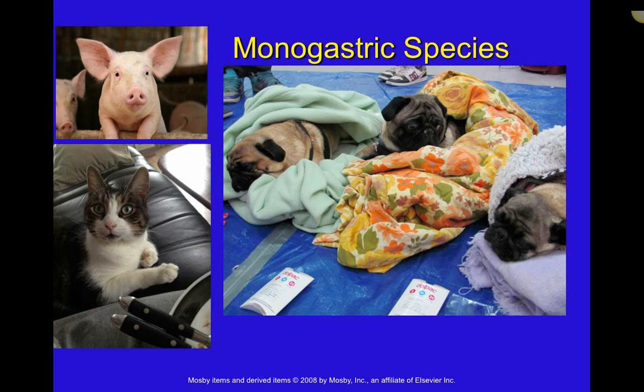Moving on, we'll talk about monogastric species. So these are monogastric foregut fermenters. Examples would be the pig, that's my cat Moose, and a plate of food that he was apparently eating. And then dogs, of course, as well. And these are pugs in a blanket.